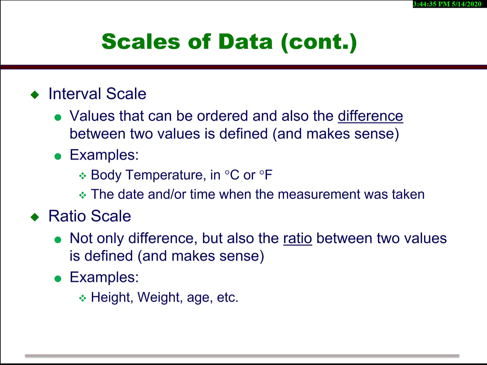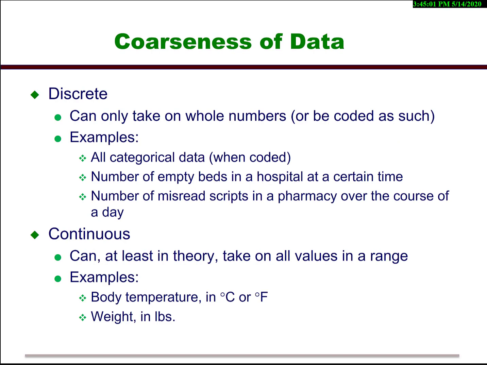A variable has an interval scale if the values can be ordered and the difference between 2 values makes sense. So this would eliminate the ordered categorical variables. A ratio scale is similar to an interval scale, except not only does the difference make sense, but also the ratio makes sense. Examples of both interval and ratio scaled variables are given in the slide.